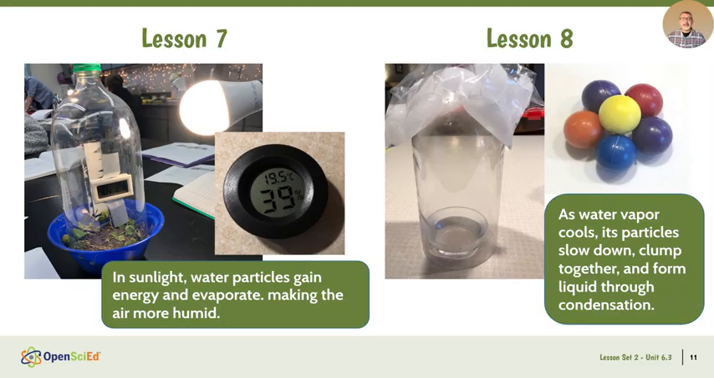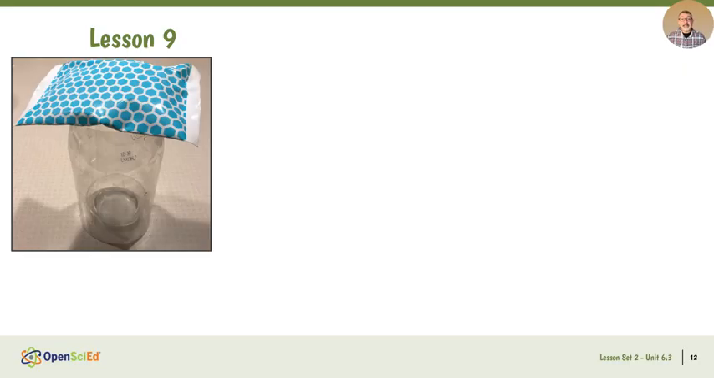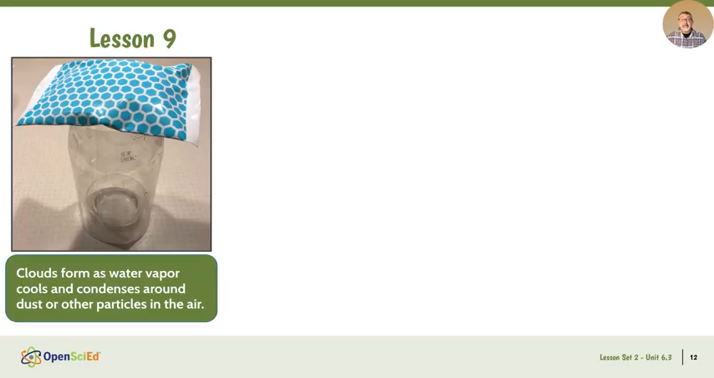So now we're left wondering, why aren't water droplets always forming in the air? What's happening to the water in the clouds above us on any given day? In lesson 9, we use the bottle system once again, this time containing some hot water and topped with an ice pack. Using this setup, we see how clouds form from the condensation of water vapor.